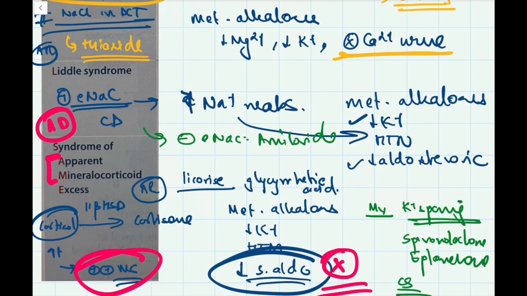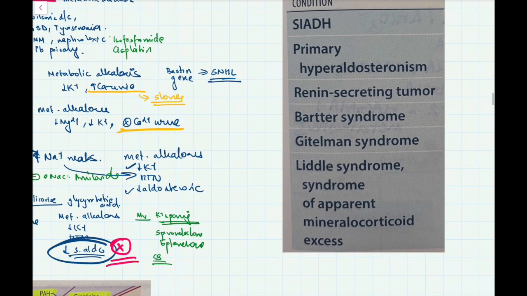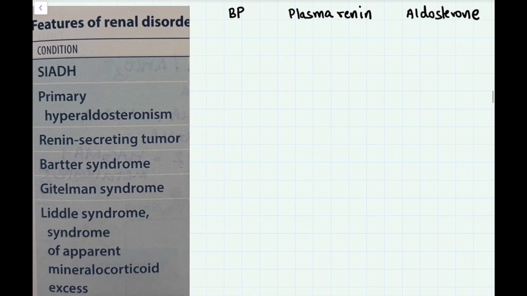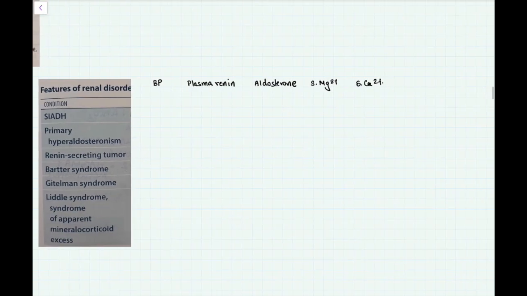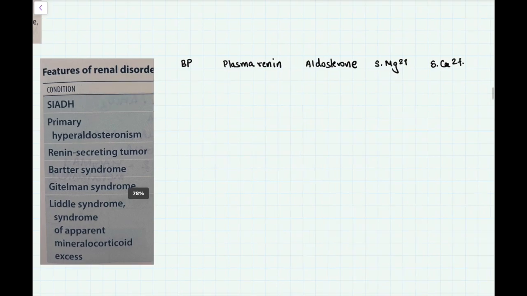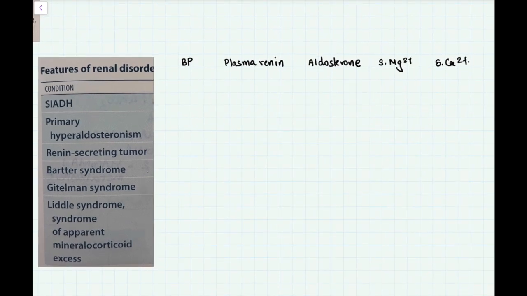Here let us look at some renal disorders, since we have already covered Bartter, Gitelman, Liddle and SAME. It is given on page 615 of the 21st edition, after electrolyte disturbances. We will look at the conditions one by one, right?